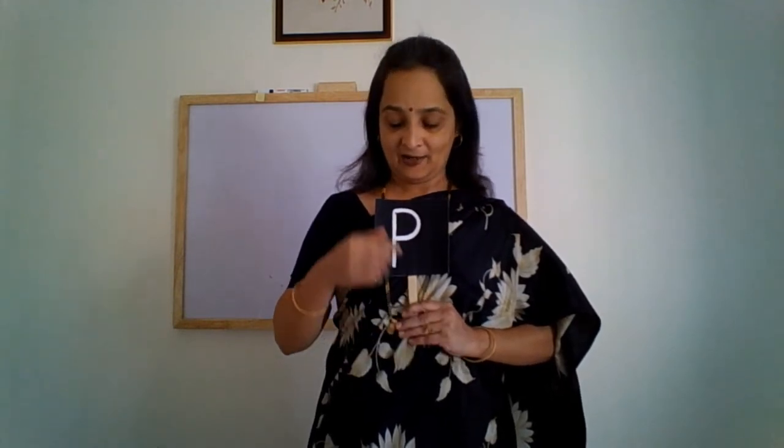Alright? When we have to recognize or when we have to write letter P, we first make a standing line and then a curve. We put in a forward curve. Letter P. Now this letter P makes the sound P.